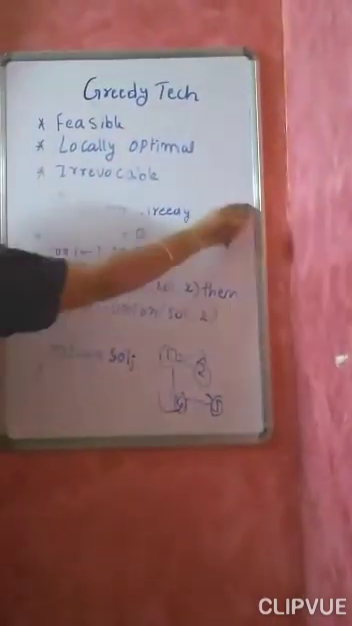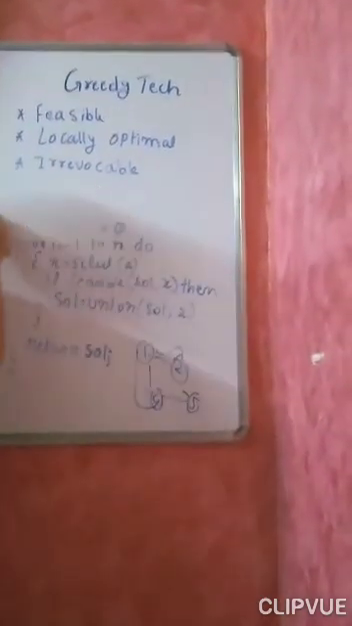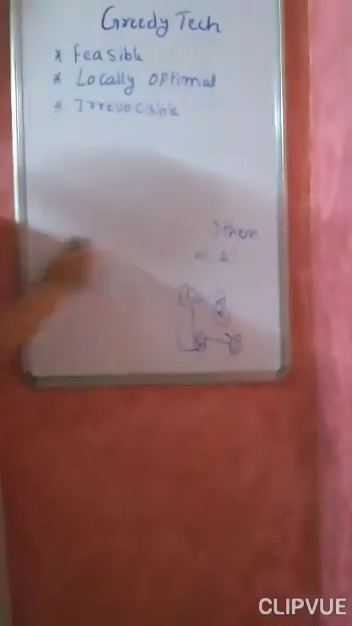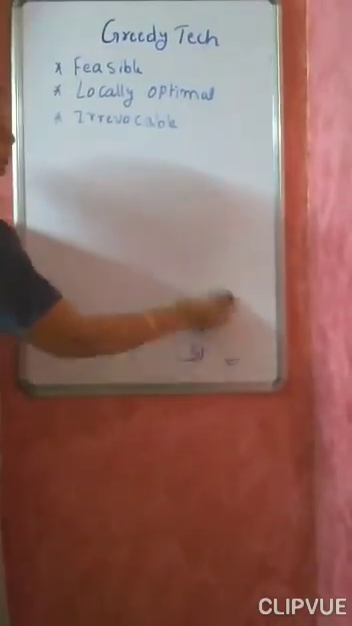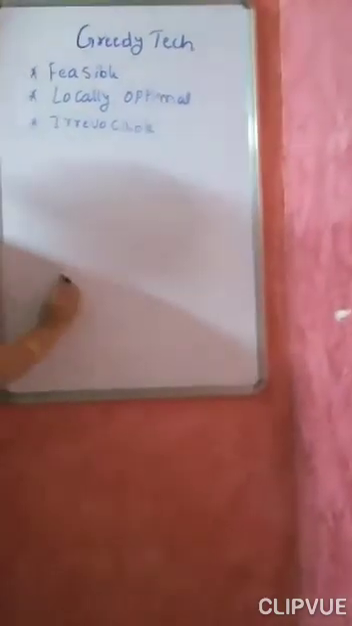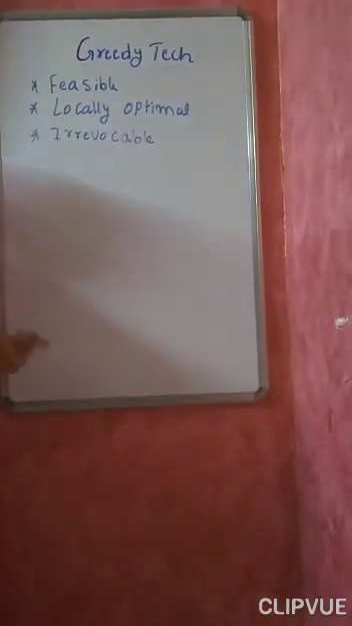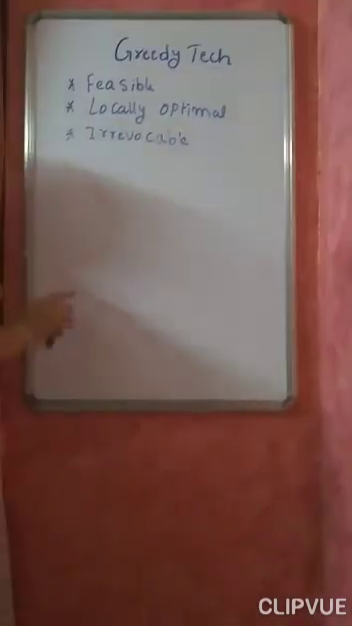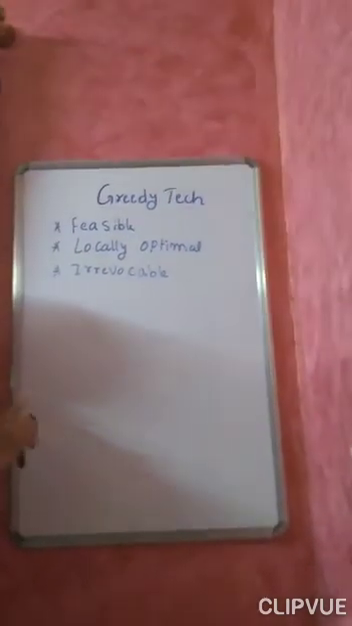Now we'll see the different problems that can be solved using the greedy technique: Prim's algorithm, Kruskal's algorithm, Dijkstra's algorithm, Huffman coding technique, and the Knapsack problem. These are some of the problems we solve using the greedy method. So all of these, except Huffman coding, are your lab programs.